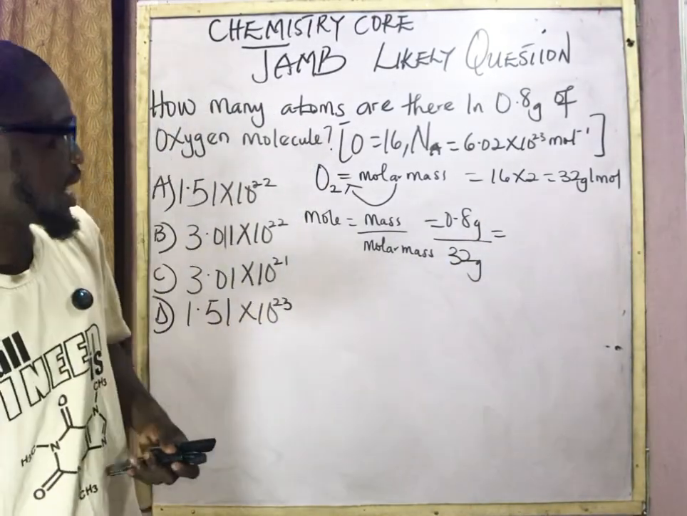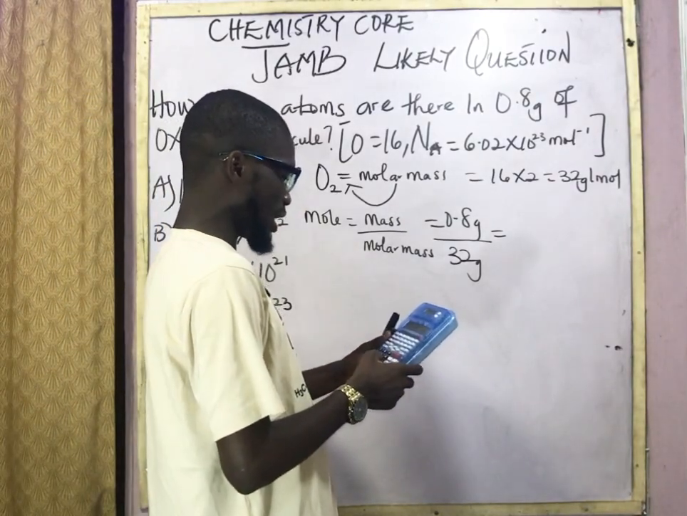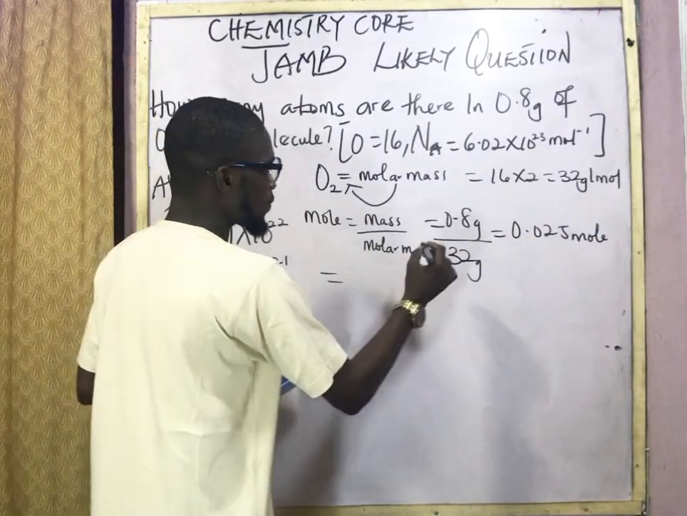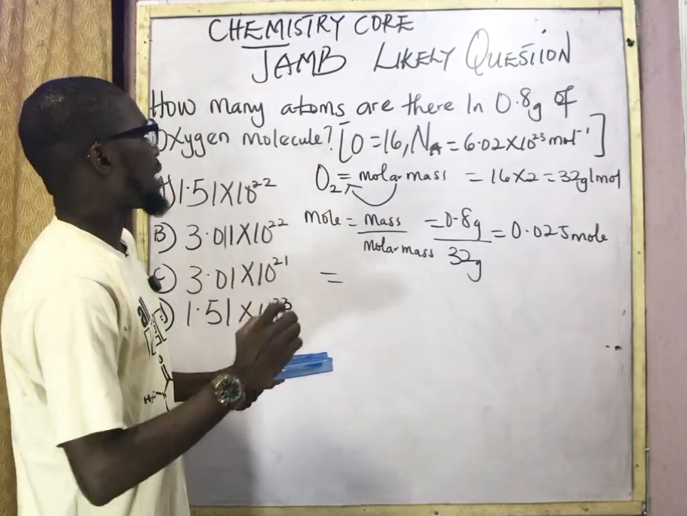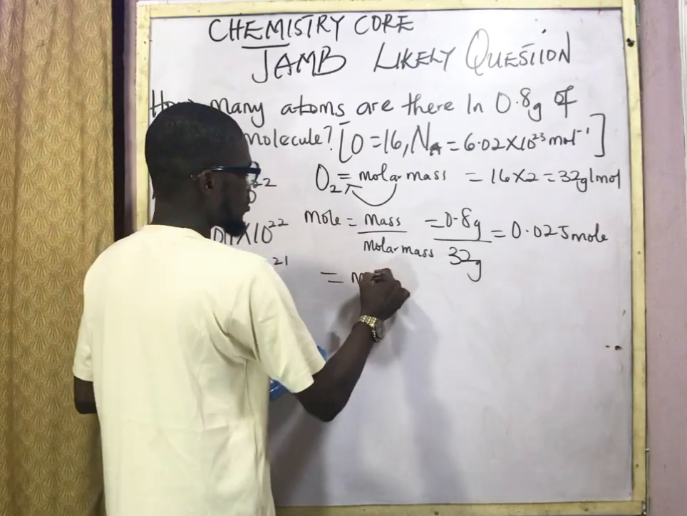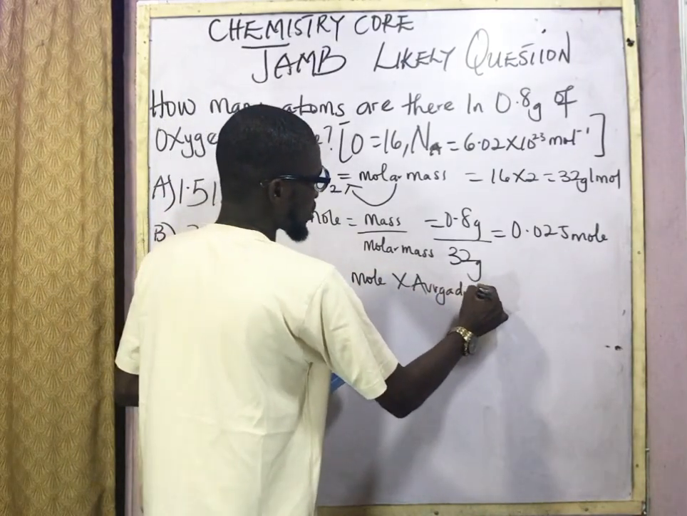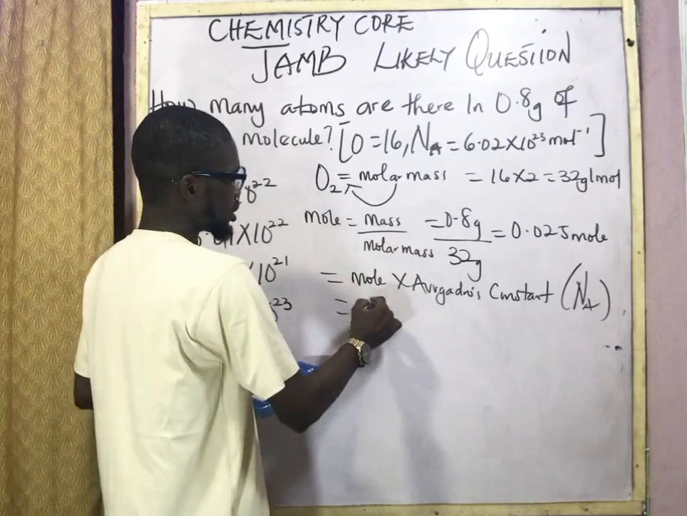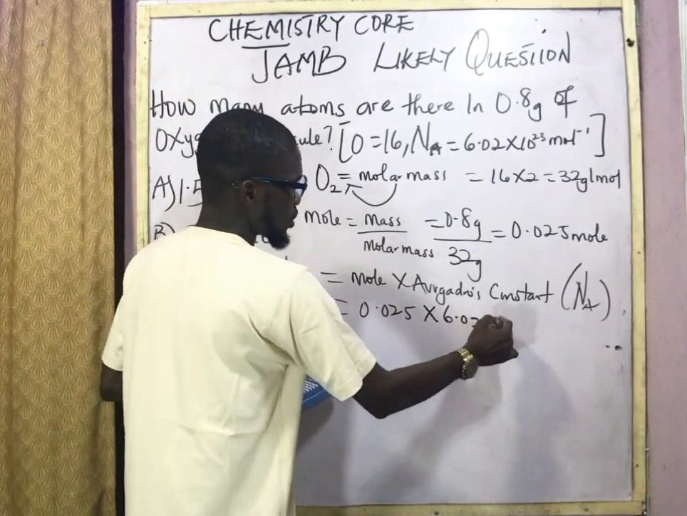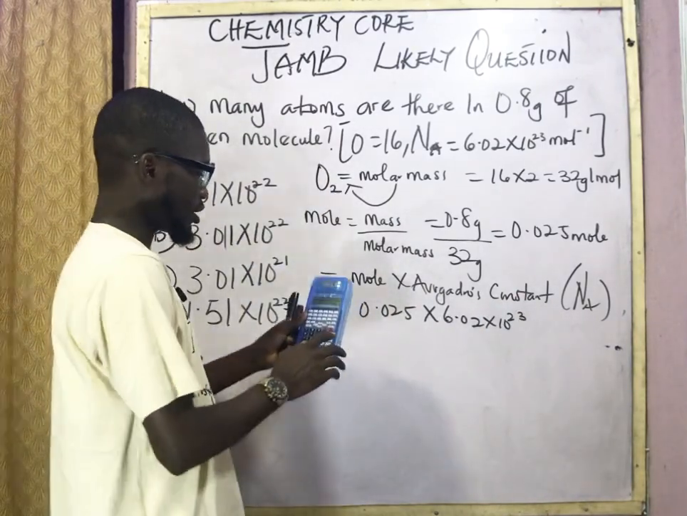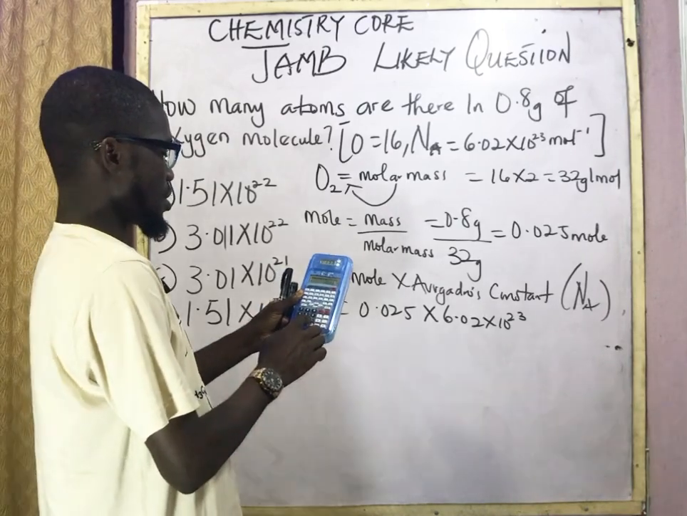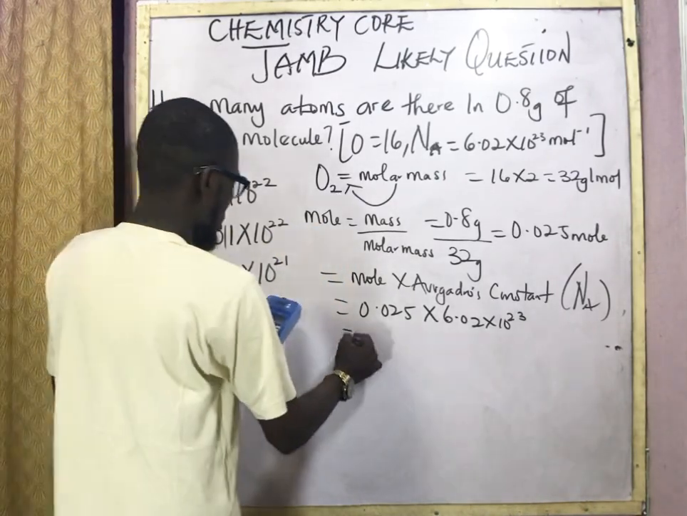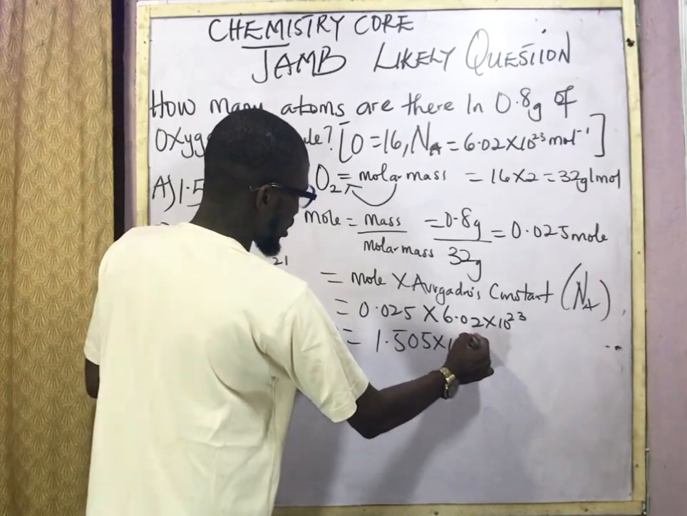That will give us what? Let's check. 0.8 divided by 32 gives 0.025 mole. This 0.025 mole will be multiplied by Avogadro's constant. So we said mole multiplied by Avogadro's constant, which is given. So we are going to have 0.025 multiplied by 6.02 times 10 raised to the power 23. Let's check. Multiply by 6.02 times 10 raised to the power 23. That will give us 1.505 times 10 raised to the power 22.